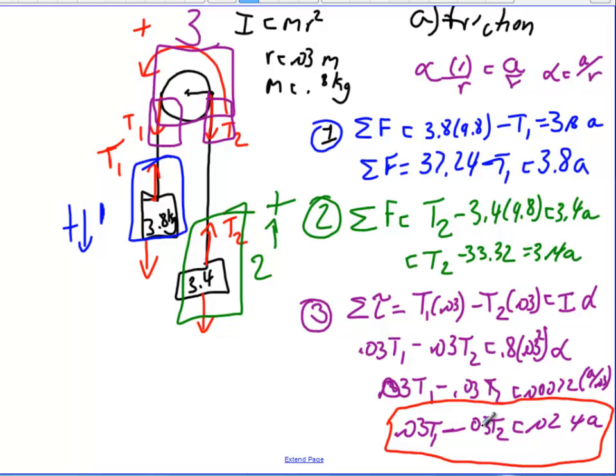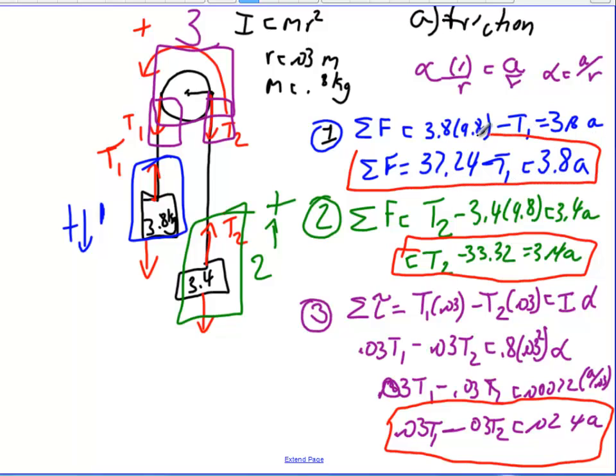It's got 1, 2, 3 unknowns. Here's another equation. T2 minus 33.32 equals 3.4A. It's got 1, 2 unknowns. Okay. Here's another equation. 37.24 minus T1 equals 3.8A. It's also got 2 unknowns, but these 2 unknowns are not the same. Okay. So what I'm going to do is I'm going to go ahead and I'm going to solve one of these equations for T1 and plug it into another one that also has T1 in it.